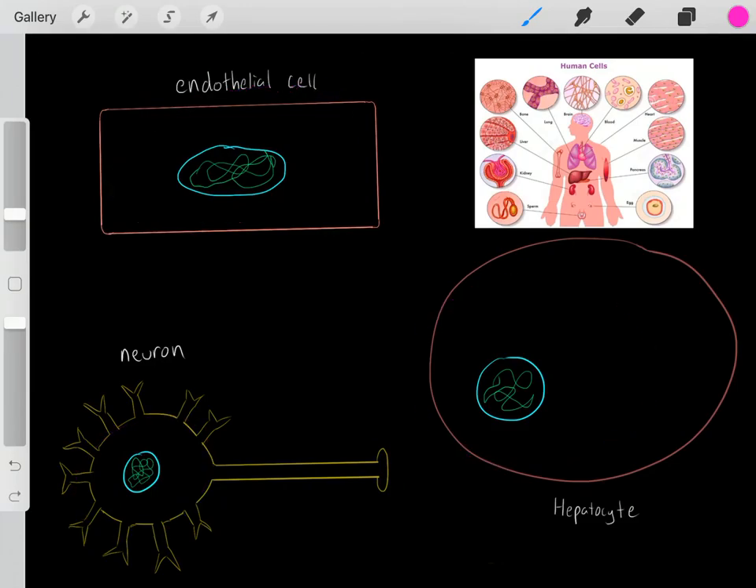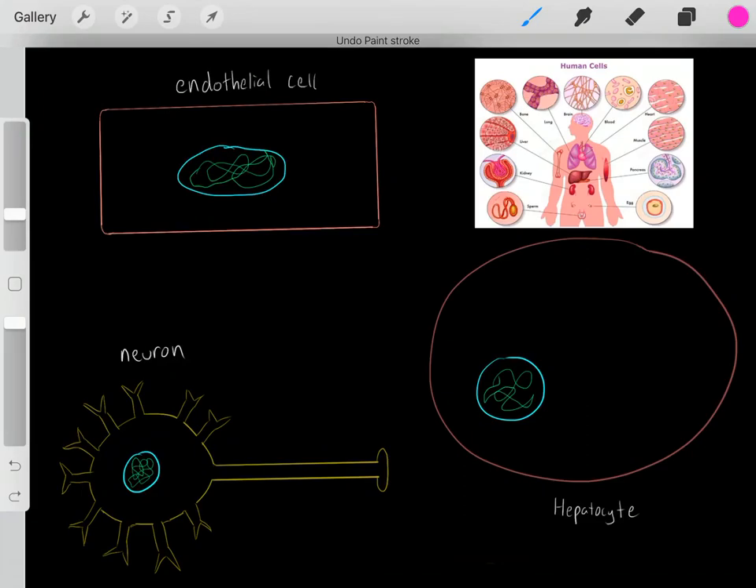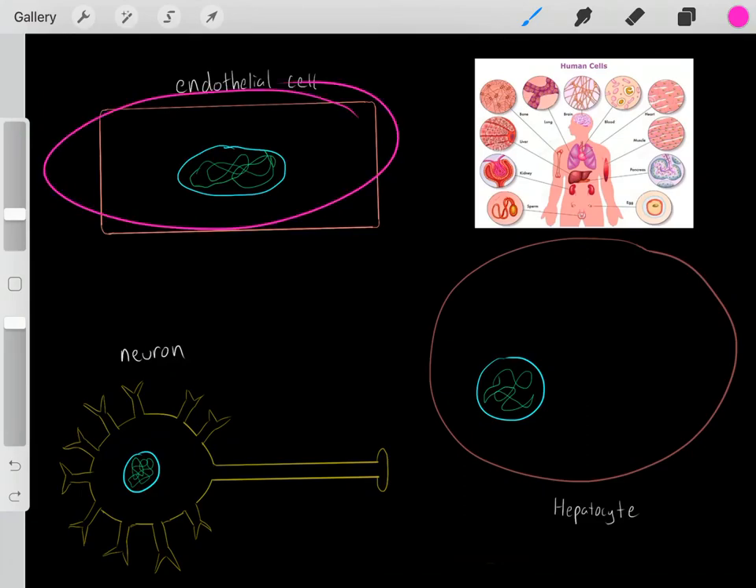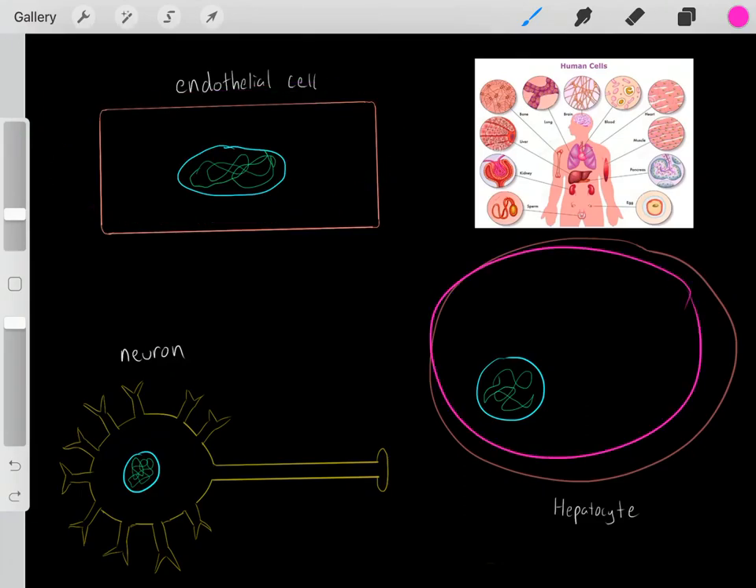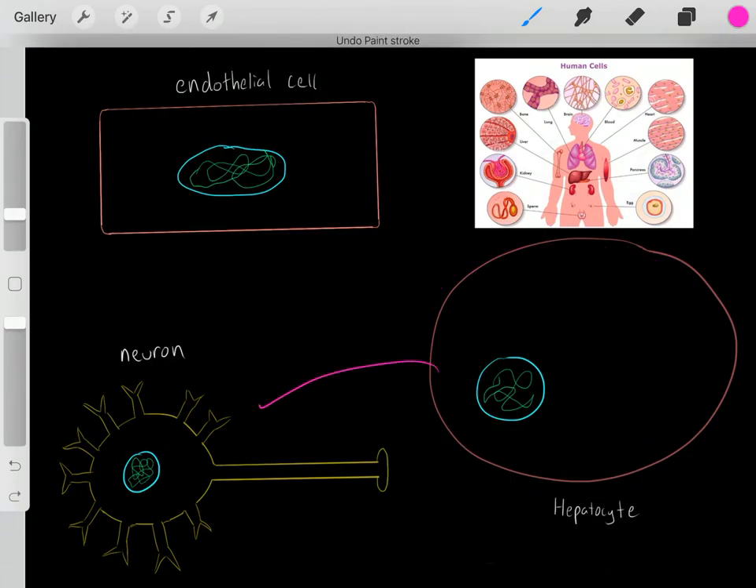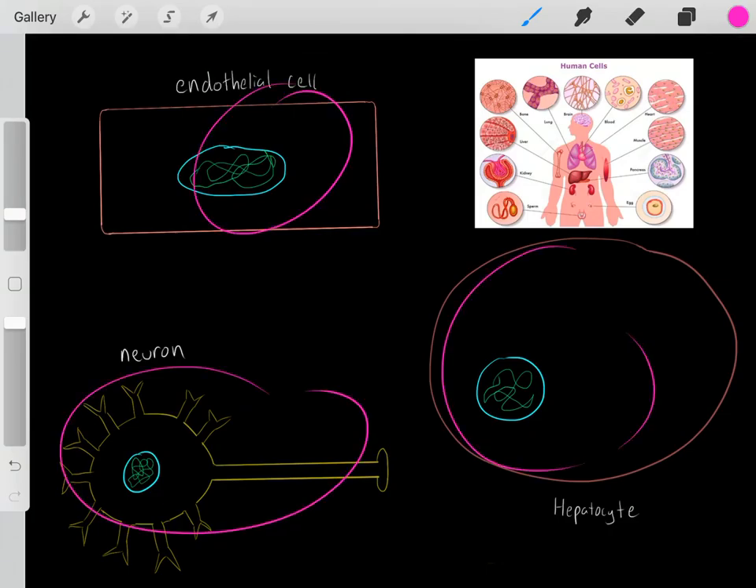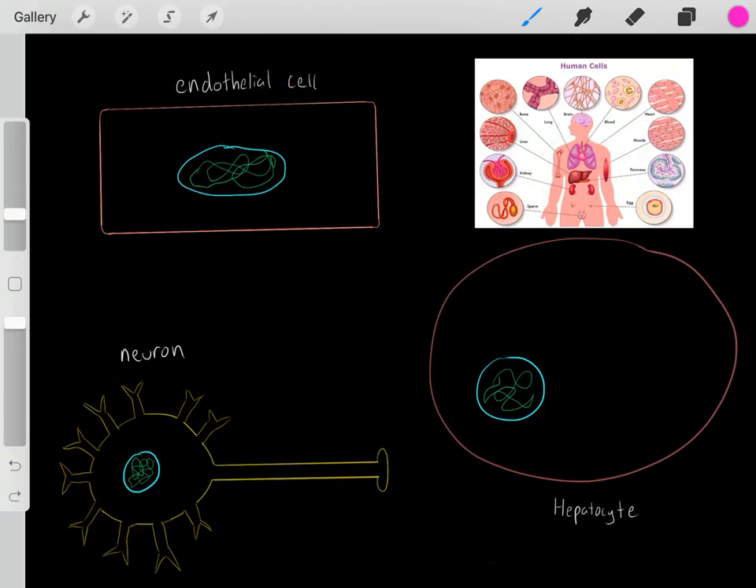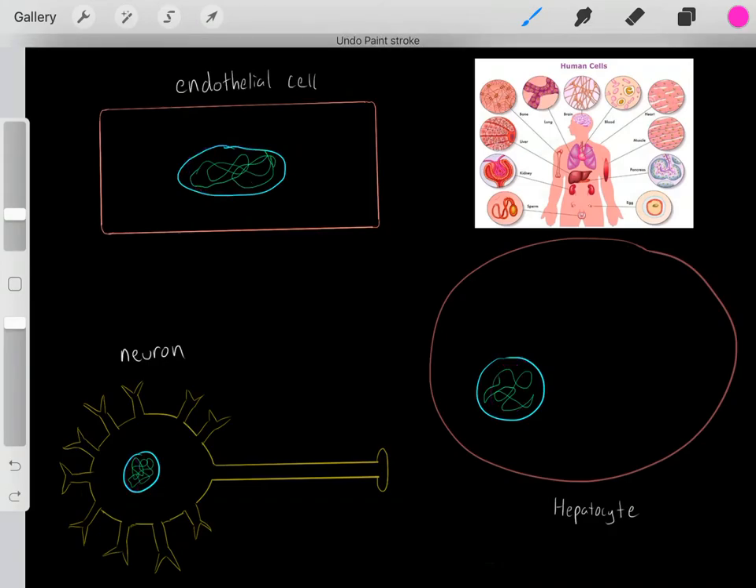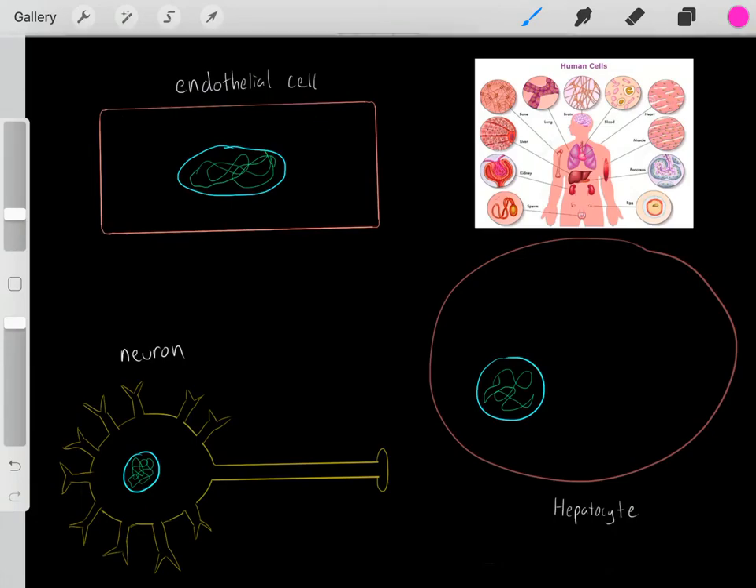So if they all have the exact same genome with the same genes, why are they so different? Why is this endothelial cell very different from this hepatocyte? And why is this hepatocyte vastly different from this neuron? We can tell by their morphology and their functions. We know they're very different cells. But why, if they all have the exact same genes? Well, it's not which genes they have, it's which genes they're expressing, which determines what kind of cell you have.